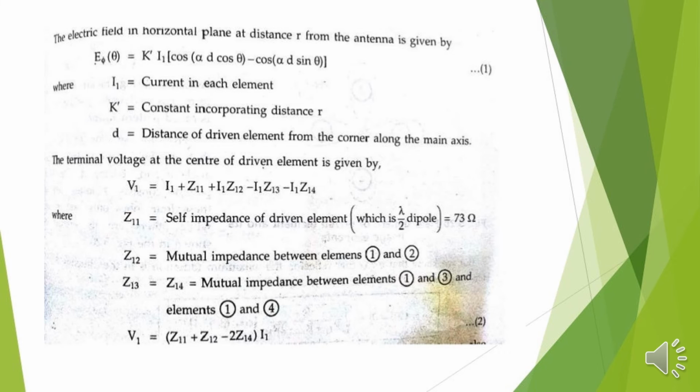What I am going to do now is calculate the vertical or terminal voltage at the center of the driven element. This in turn is given by V1 is equal to I1 Z11 plus I1 Z12 minus I1 Z13 minus I1 Z14. This is the equation. So what is Z11? It is nothing but the self impedance of the driven element. Z12 is the mutual impedance between elements 1 and 2. Z13 is the mutual impedance between elements 1 and 3 as well as 1 and 4. So this is how we can write the terminal voltage.